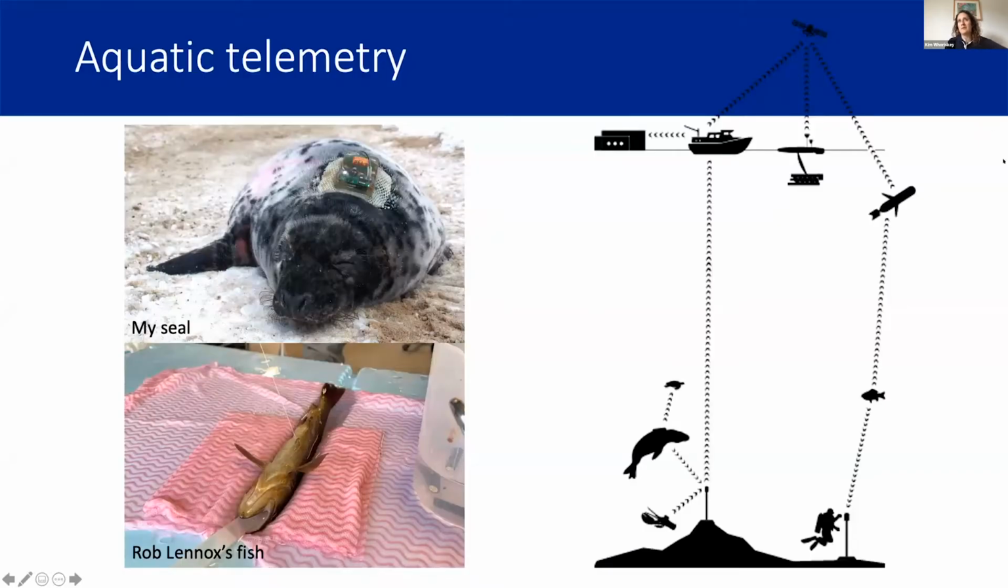So we're all here because we're studying aquatic telemetry. I'm just going to talk briefly about the differences between satellite and acoustic telemetry. Here I get to work on both of these. I'm very blessed to do that. On the top, we have an example of a tagged seal, and I just really like showing my seals. On the bottom, we have an example of a tagged fish.